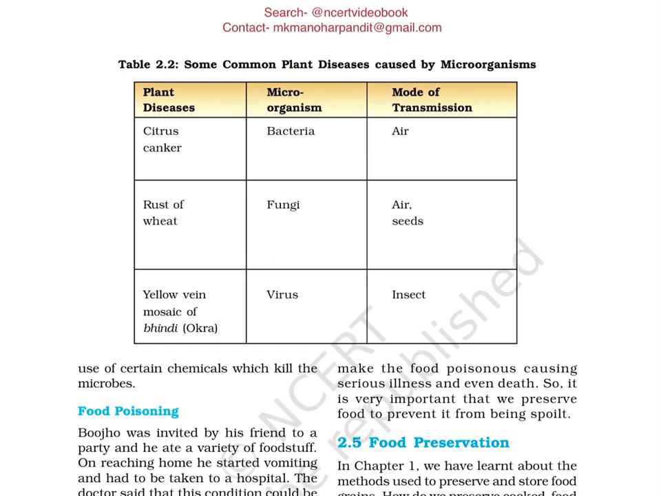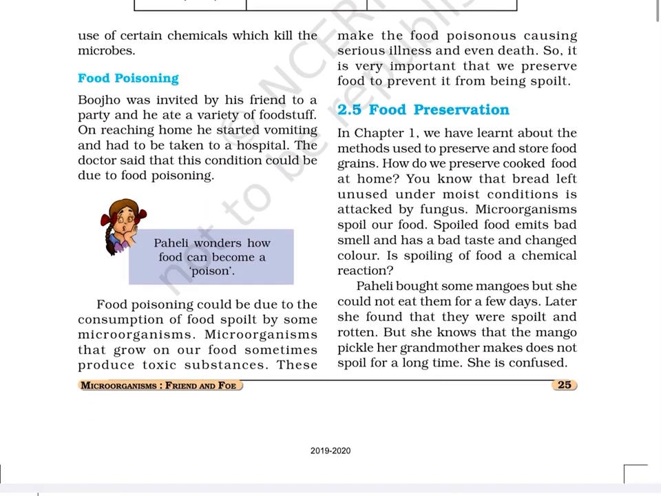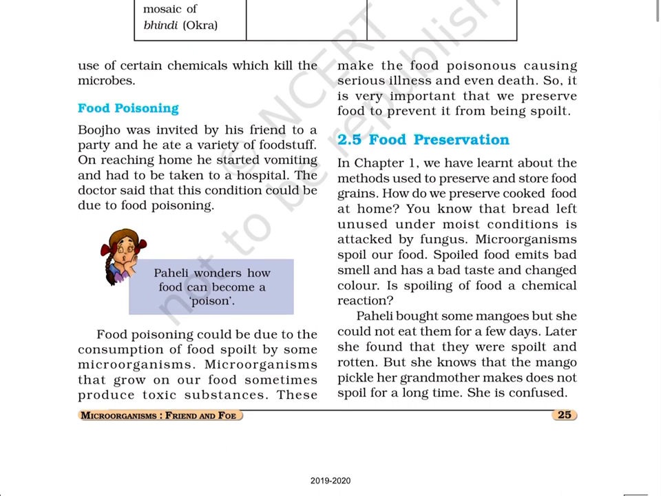Food poisoning. Bujo was invited by his friend to a party and he ate a variety of foodstuff. On reaching home, he started vomiting and had to be taken to a hospital. The doctor said that this condition could be due to food poisoning. Paheli wonders how food can become a poison. Food poisoning could be due to the consumption of food spoilt by some microorganisms.